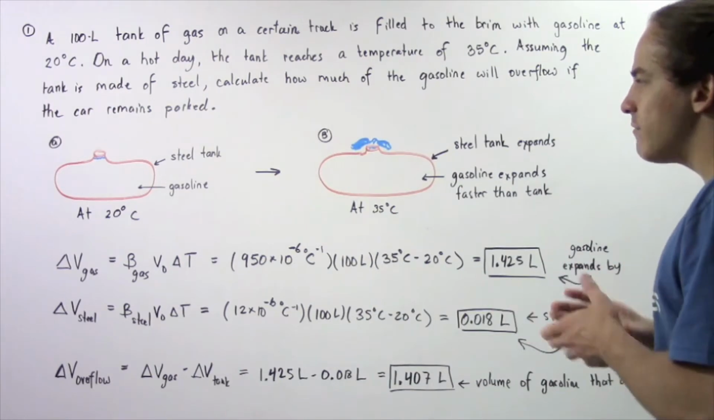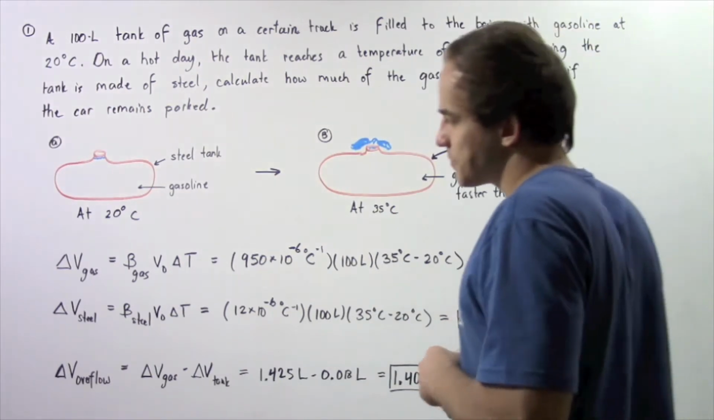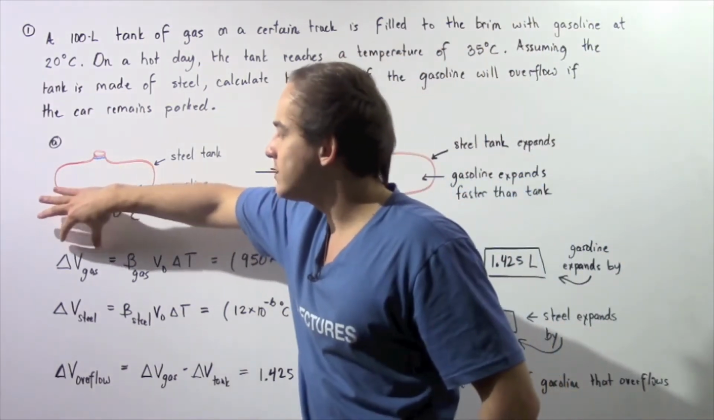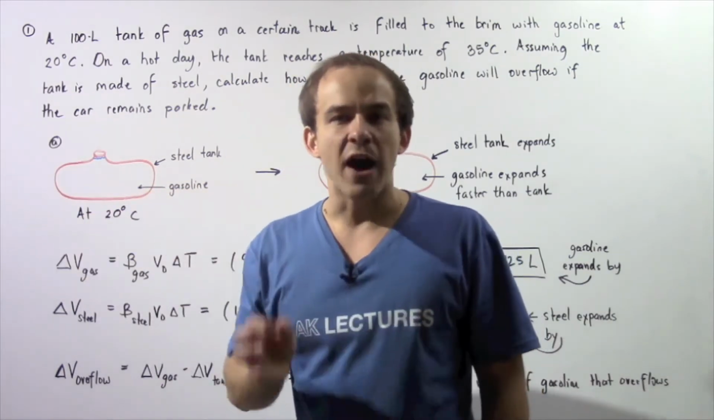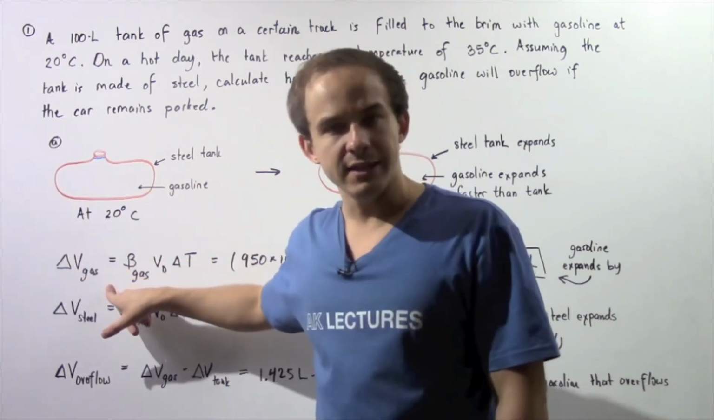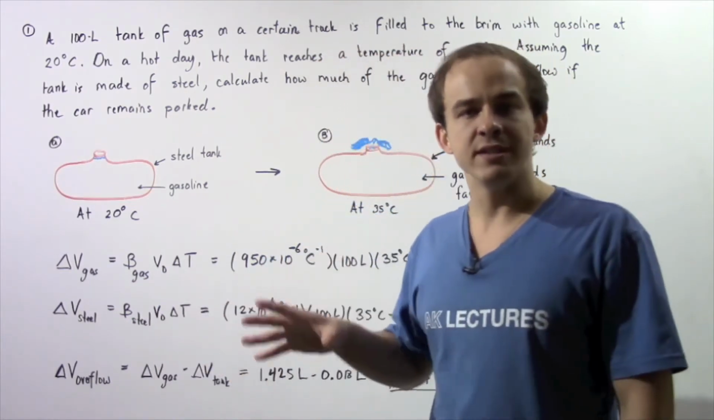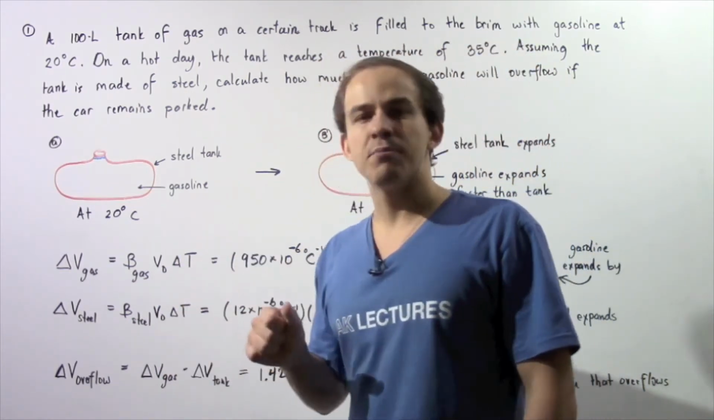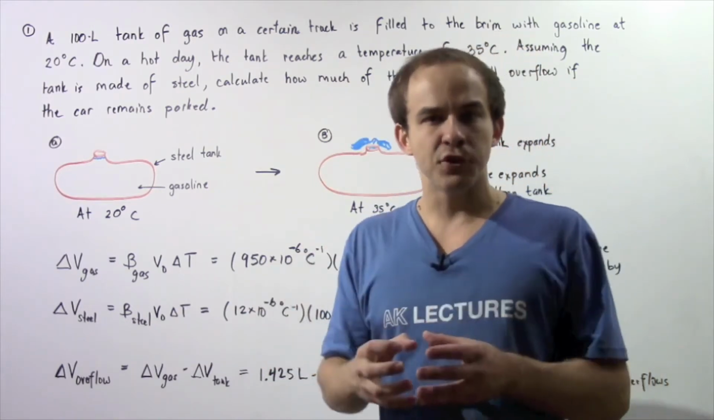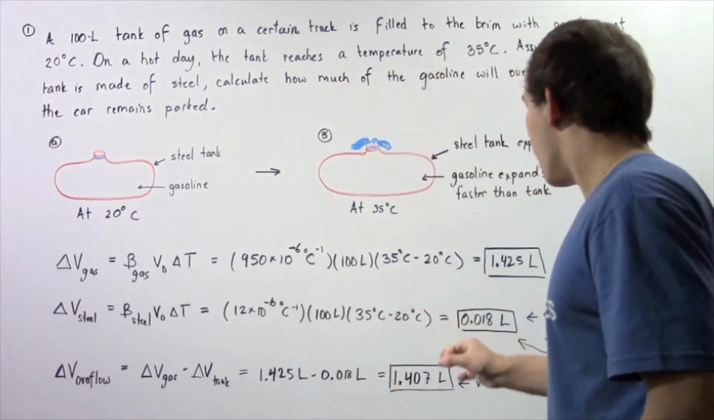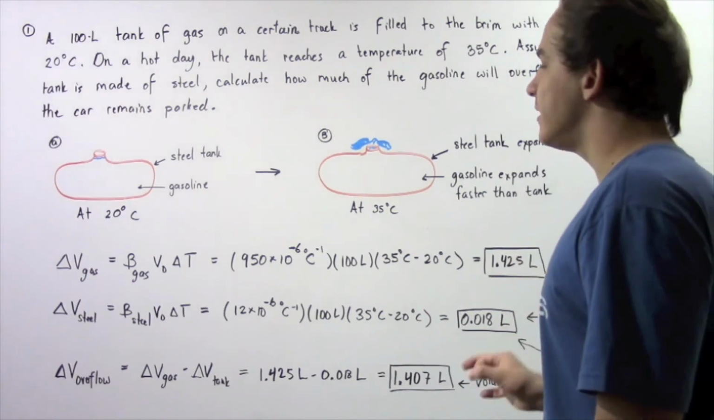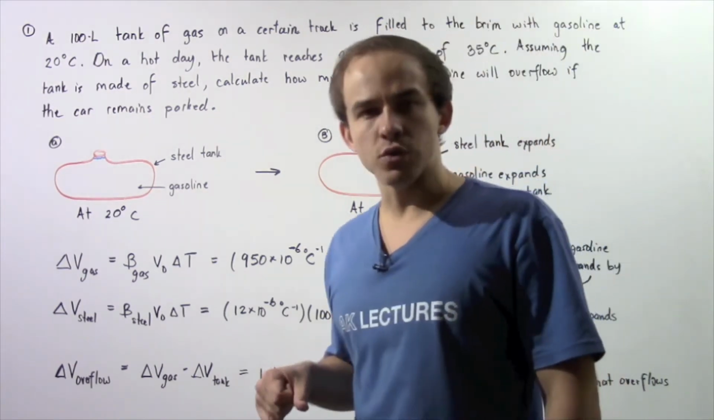So we're going to solve this problem in 3 steps. In the first step, we want to find the change in volume of our gasoline. In step 2, we want to find the change in volume of our steel tank. And in step 3, we're going to find the difference to calculate what our volume of gasoline that actually overflows.